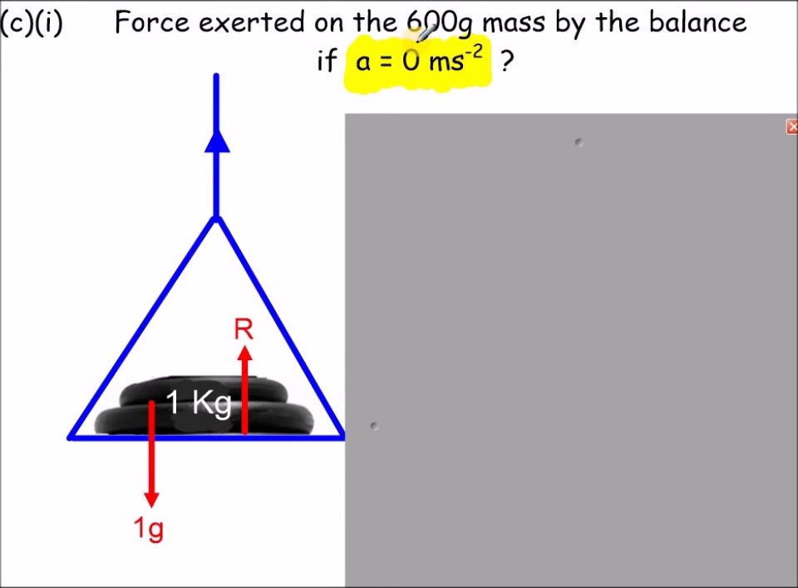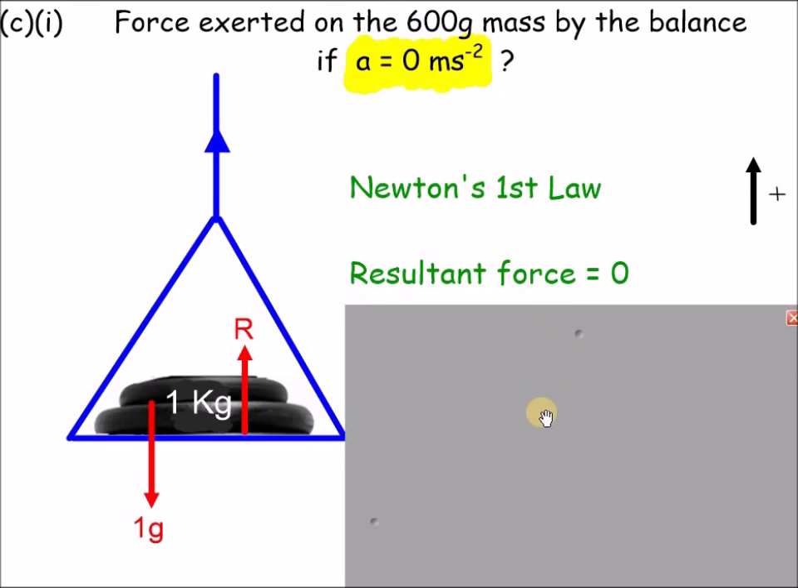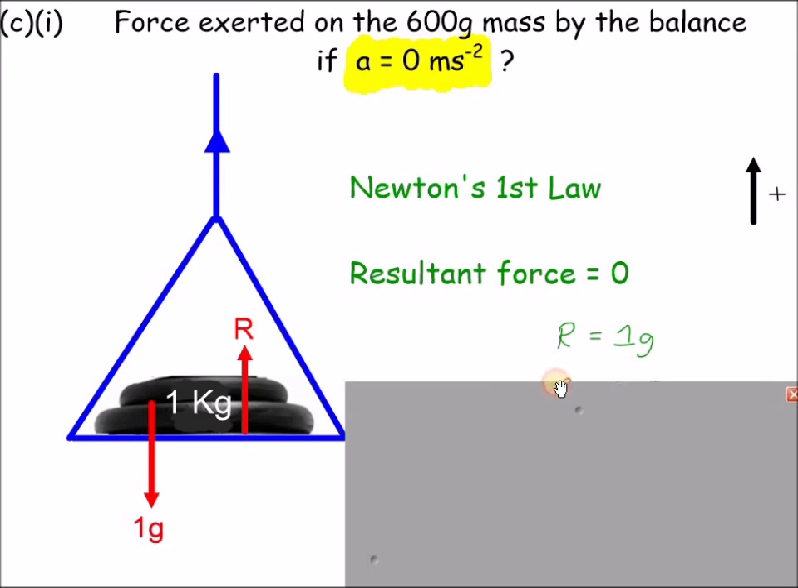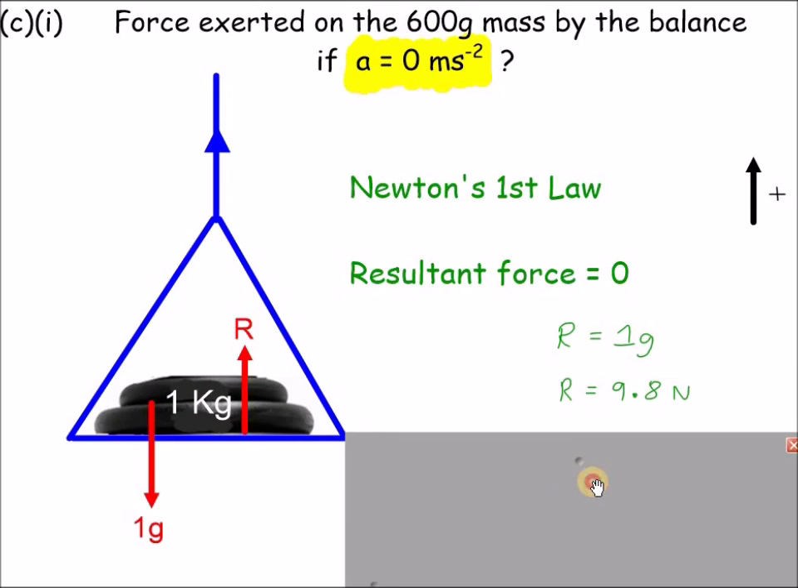Okay, so here the acceleration is 0, so we can use Newton's first law, so the resultant force will be 0. So R, the normal reaction, is equal to 1g. It's 1 kilogram altogether times g, so just 9.8 newtons.